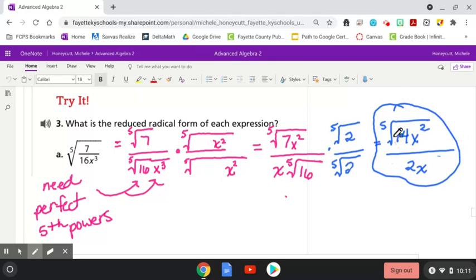14 is not a perfect fifth power, so I can't simplify there. This 2 exponent is smaller than the 5 index, so it's perfectly simplified.